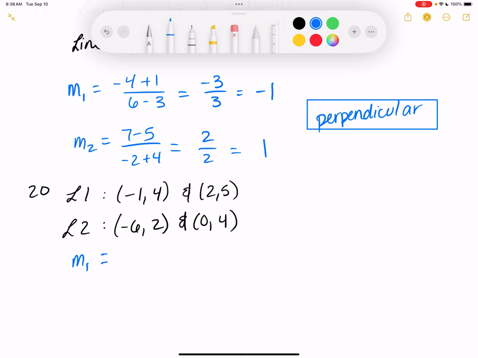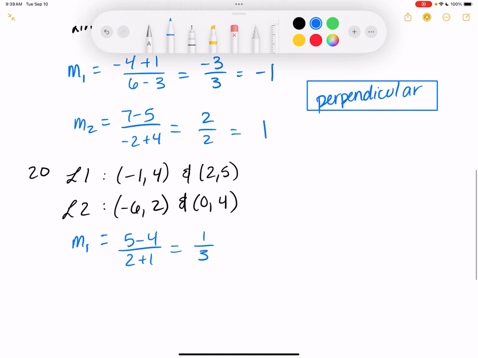The slope of the first one is 1/3. Well, set it up first. 5 minus 4 over 2 plus 1. Okay, so that one you said was 1/3.